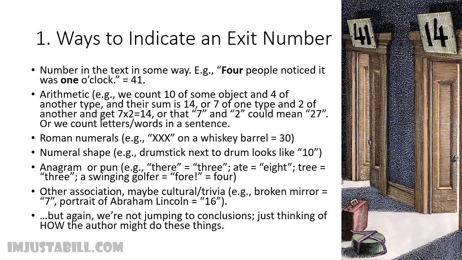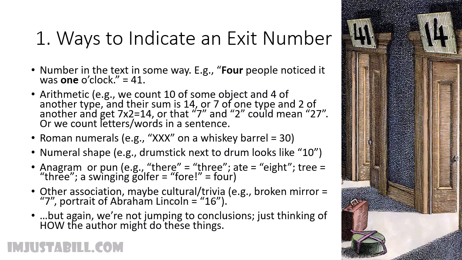We could indicate an exit number by encoding that number in an anagram or a pun. For example, the word there, THERE, that's an anagram for 3. 8, ATE, could be the number 8 as a homonym, you know. Another kind of pun, tree sounds like 3. Maybe a picture of a tree could indicate 3 in some way. Or something a little more existential, symbolic, like if we saw a picture of a swinging golfer, that kind of brings to mind a golfer yelling 4. So FORE, we could take that as a FOUR.